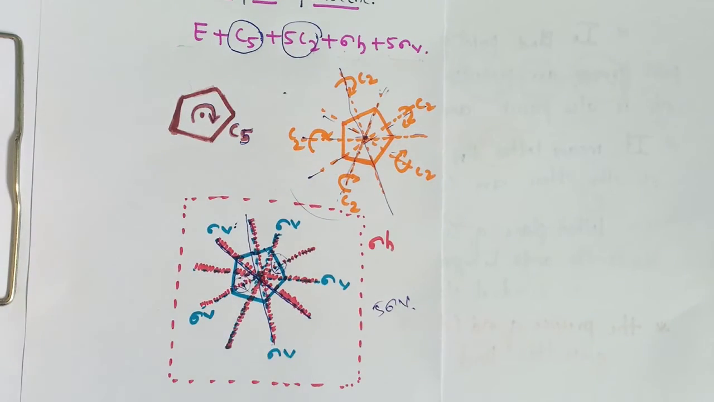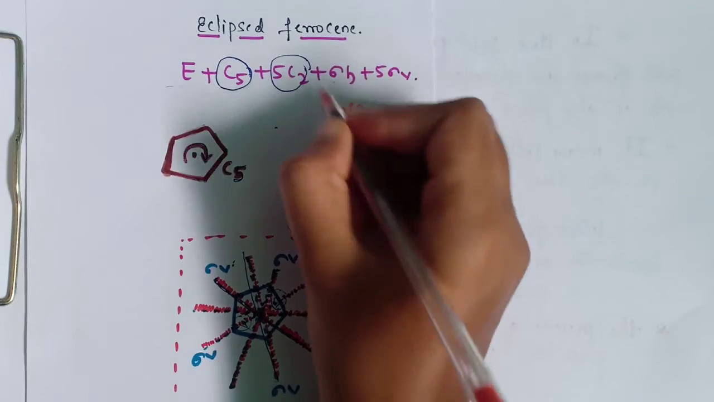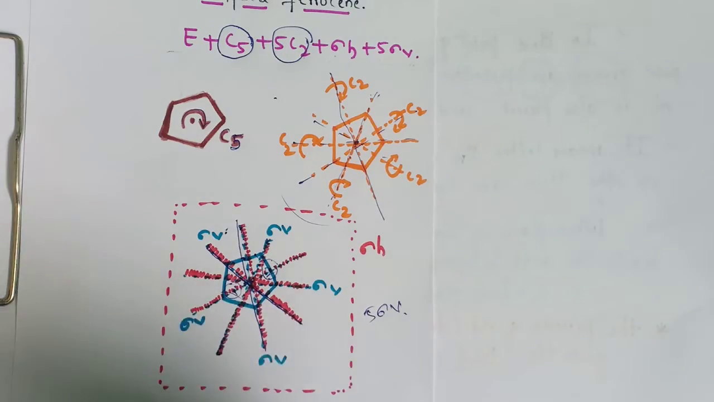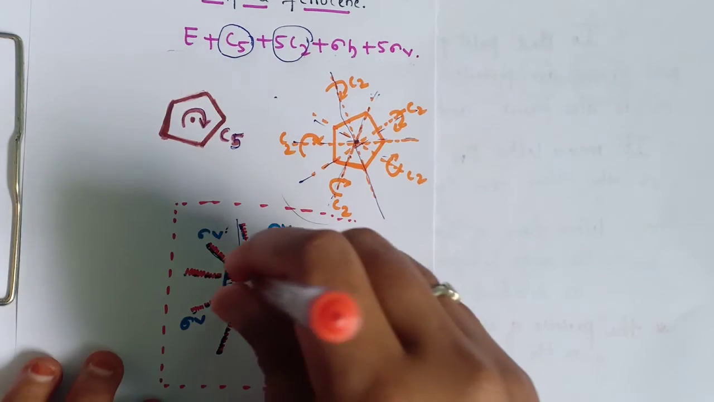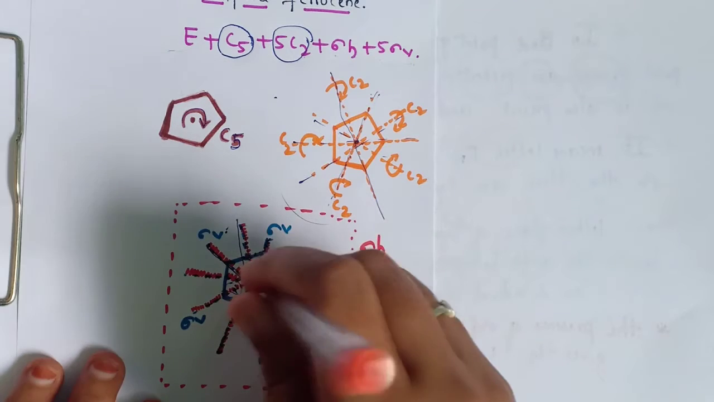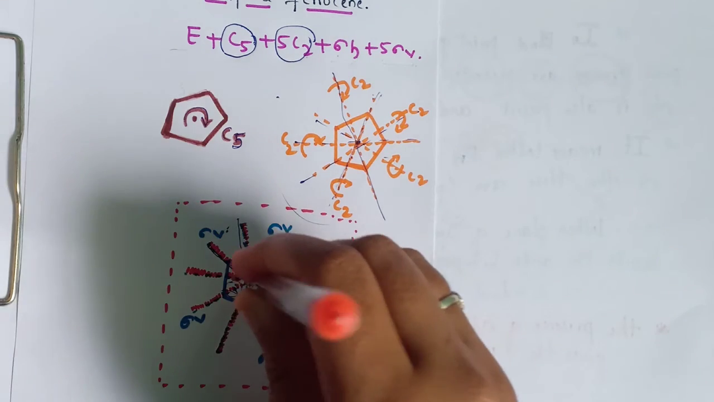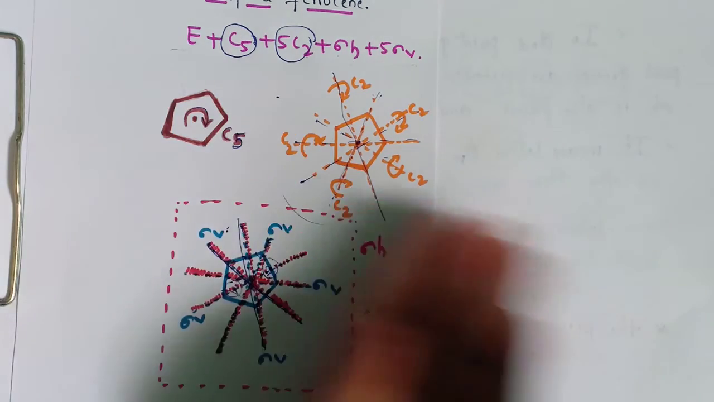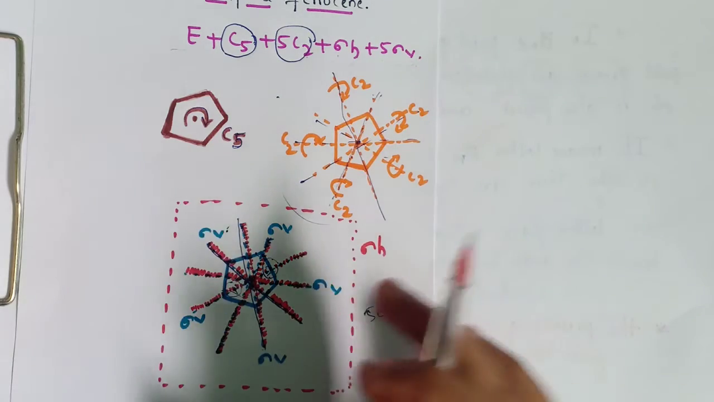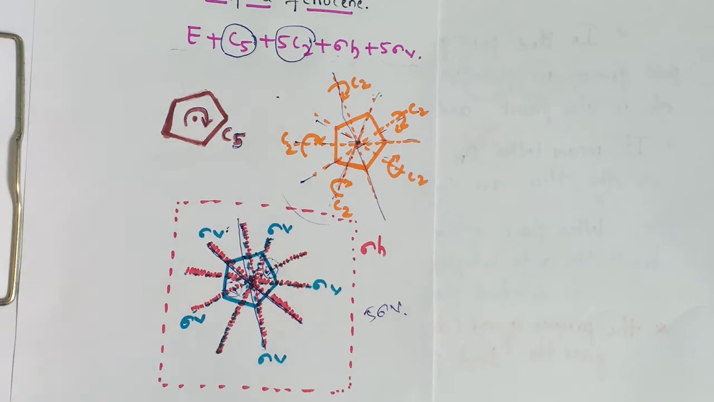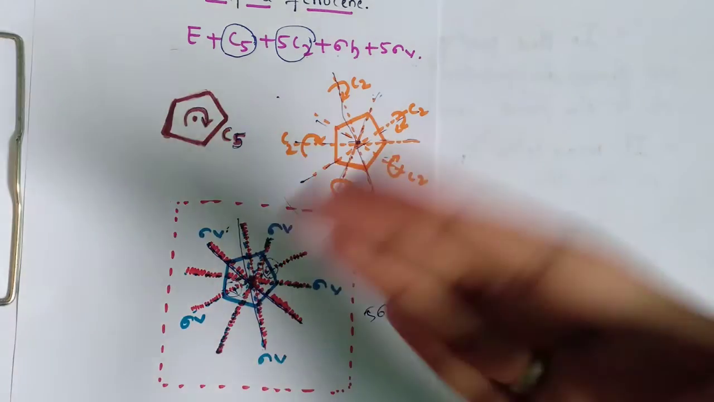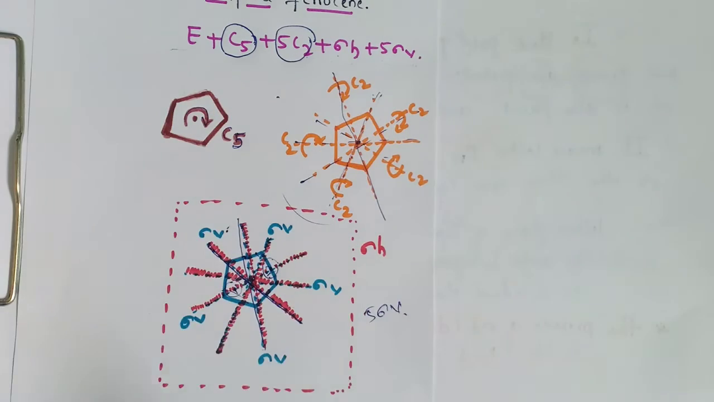Now another one is sigma H, which is also present in this eclipsed ferrocene. See here, if I pass an axis here, this is the principal axis. What is sigma H? It is the horizontal plane of symmetry. That means it is perpendicular to the principal axis. So the eclipsed ferrocene will be broken into two equal lots, the front part and the back part of the eclipsed ferrocene, which are mirror images of each other.